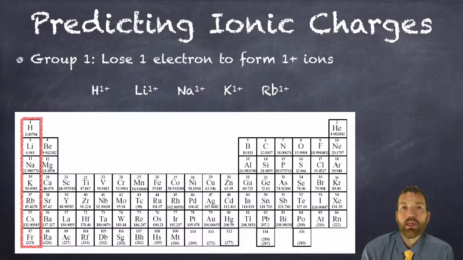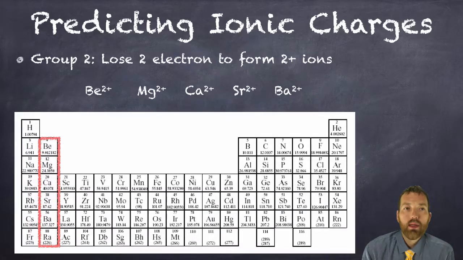So you should be able to predict the ionic charges for elements based on their position on the periodic table. Everything in group 1 has 1 valence electron, and it's going to lose that valence electron to become stable like a noble gas configuration. So all of these here in group 1 will become 1 plus ions. Everything in group 2 has 2 valence electrons, and they will lose those 2 valence electrons to become 2 plus ions, like beryllium 2 plus, magnesium ion, calcium ion, strontium ion, barium ion.